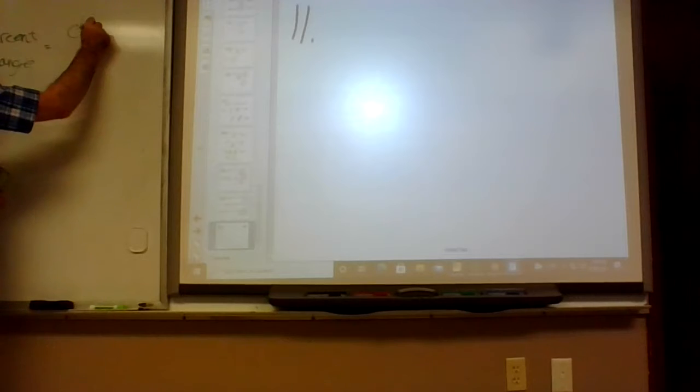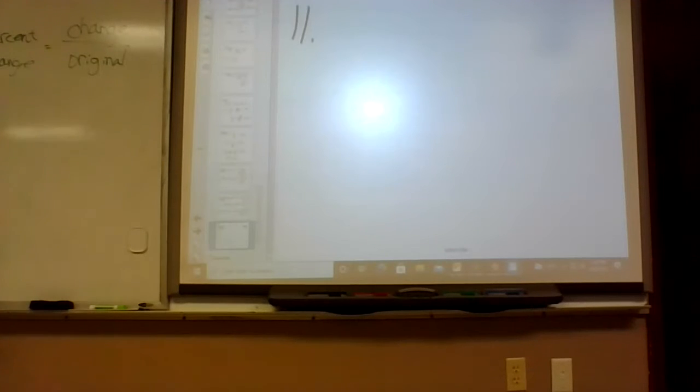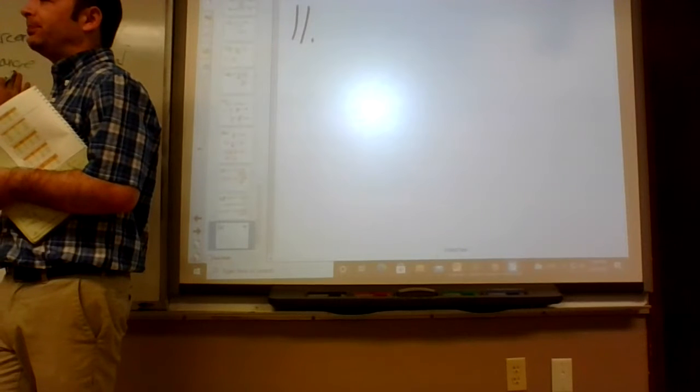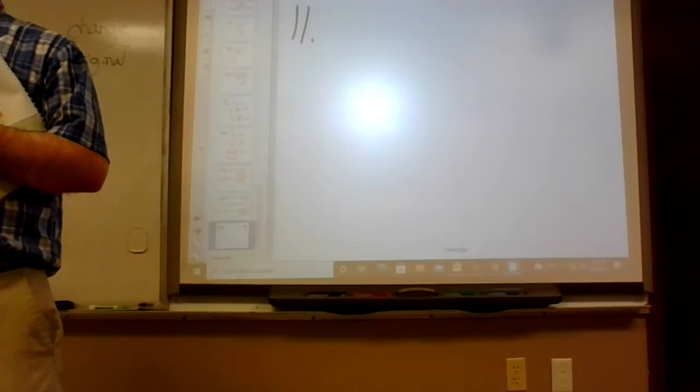Change, this is like the formula you need to have memorized for this chapter. Change divided by original. When you mark up an item, you're moving it up by like 20%, 10%. That is a percent change. The markup rate is a percent change. You're marking something up 5%, 10%.